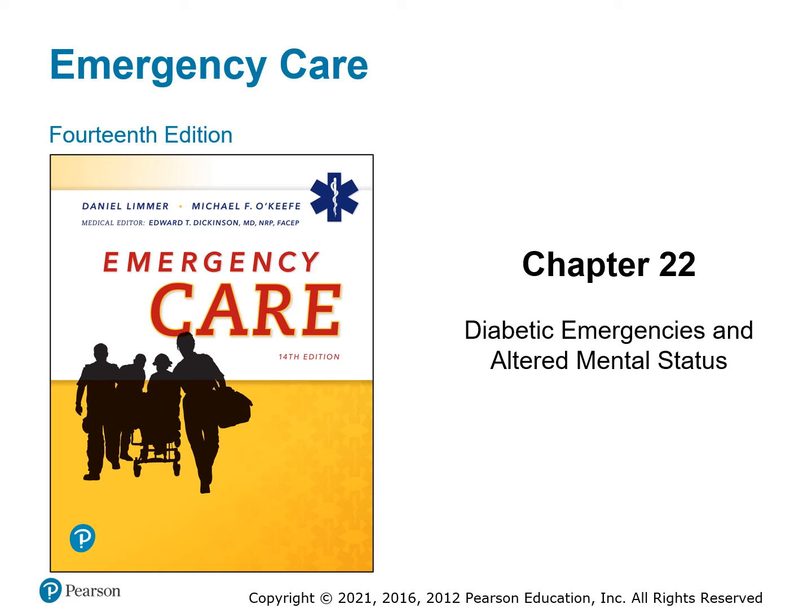Altered level of consciousness is one of the more common things we will see in EMS, more so because there are so many different causes of it. This chapter, chapter 22, is going to cover the specifics about diabetics and diabetic emergencies, but it's also going to cover some of the more common causes of altered mental status.